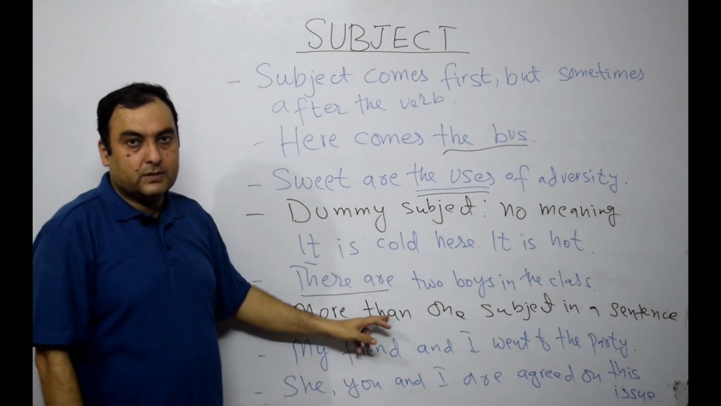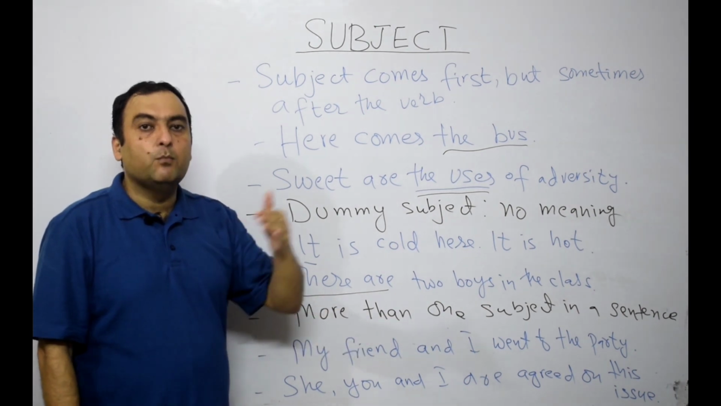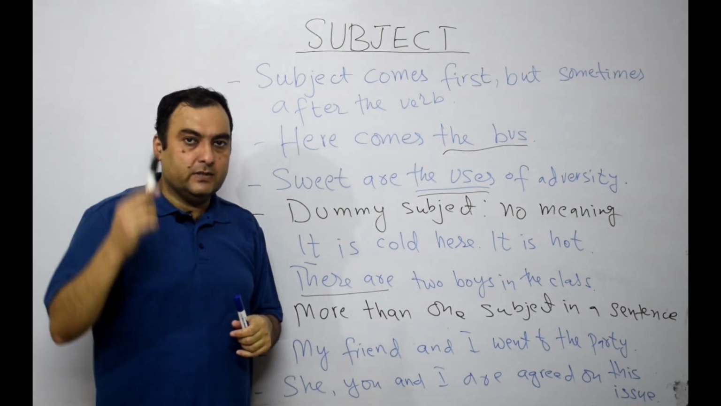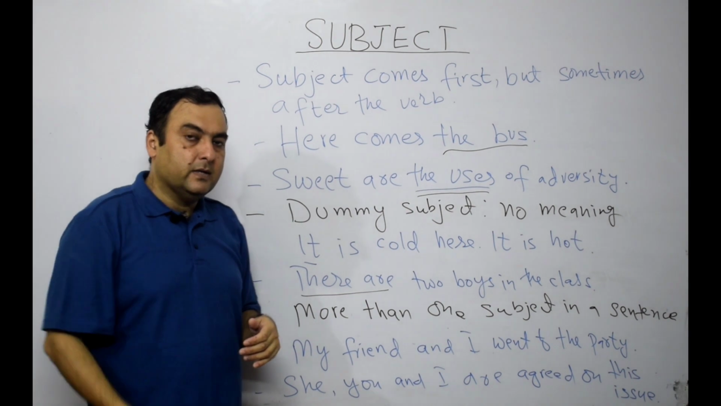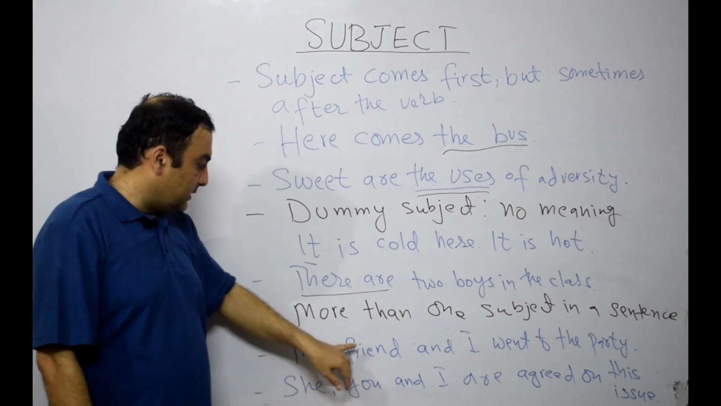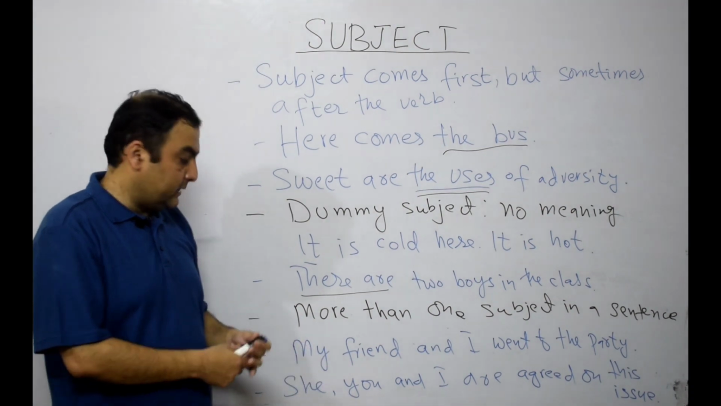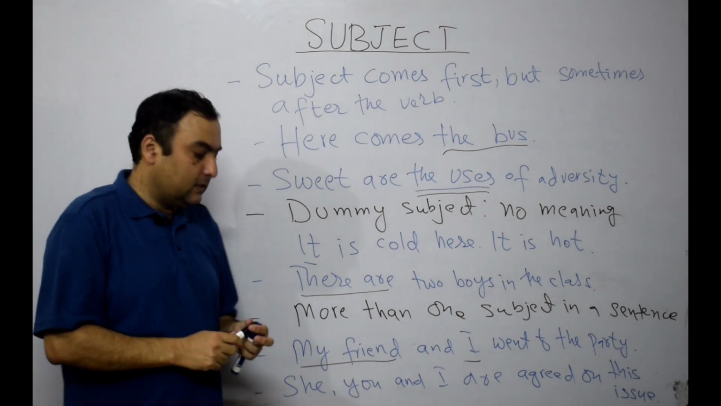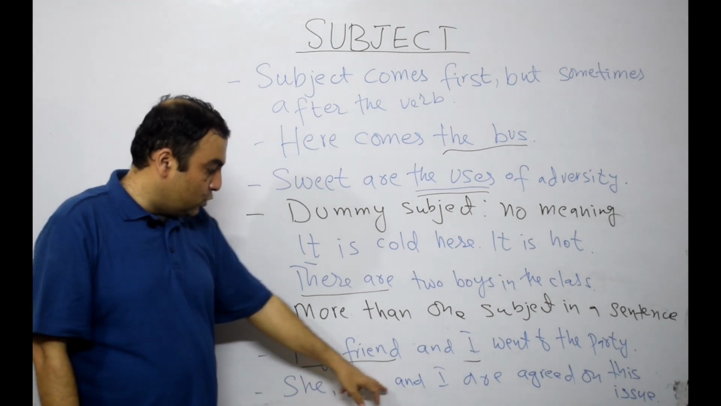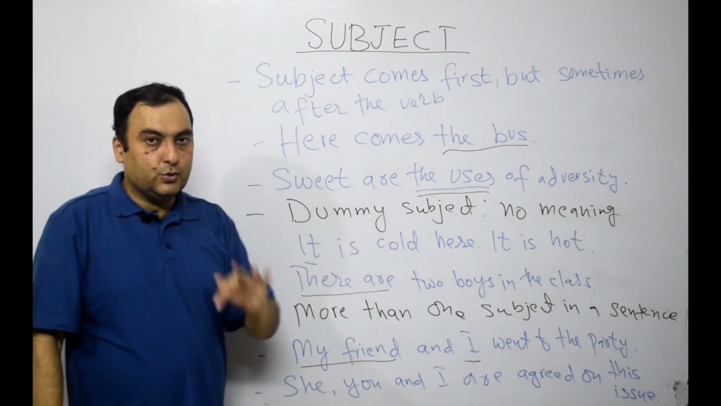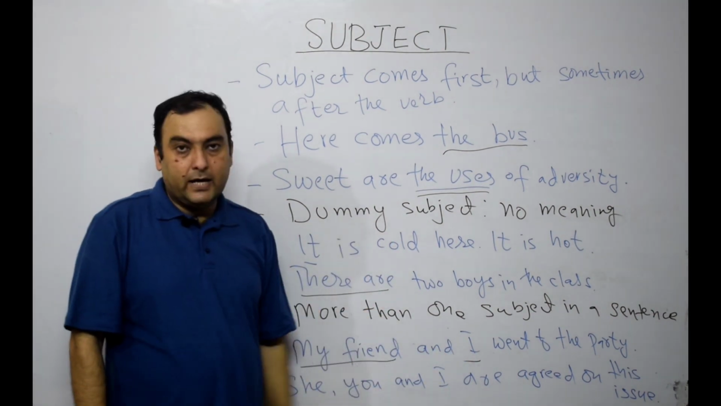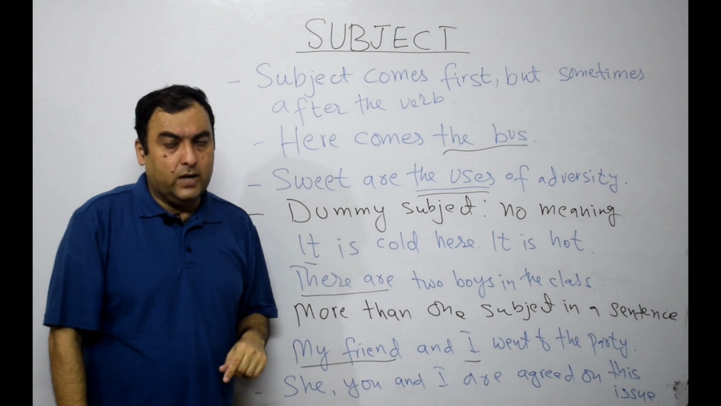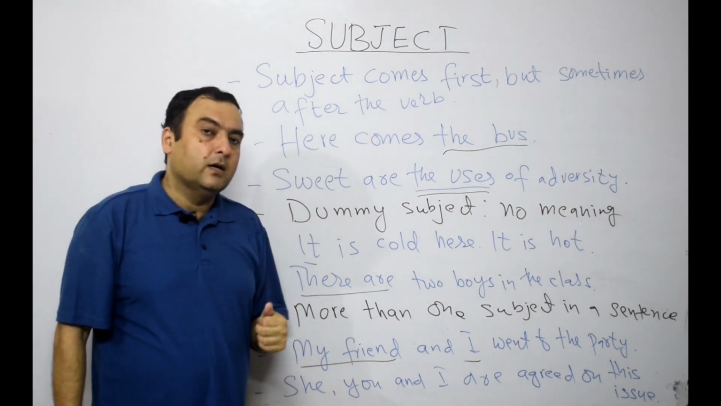Okay, another point about subject is that in a sentence we may have more than one subject. For example, again, I have a marker, so in this sentence there is one subject. But there are sentences where we have more than one subject. For example, my friend and I went to the party. So here this is the subject and this is the subject. So we have two subjects in this sentence. Another sentence is she, you and I are agreed on this issue. So we have three subjects here, she, you and I. So there are these possibilities as well, but most common is one subject. Could be two, could be three, maybe could be four as well.